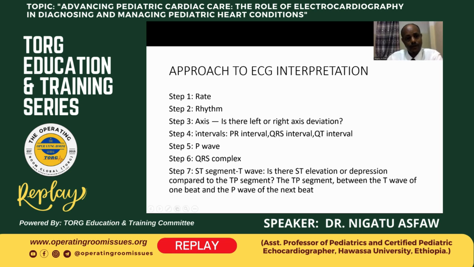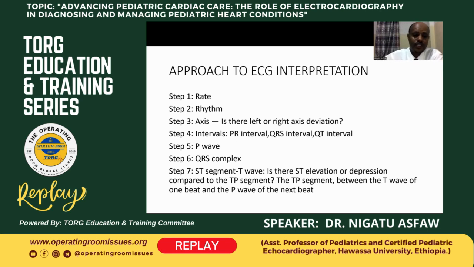And the fourth step is intervals. So we need to see the PR interval. We need to determine whether it is constant or there is variation, whether it is normal or abnormal depending on the age of the patient, as well as the QRS interval and QT interval. It should be standardized for pediatrics. There is a standardization table. I will show that in subsequent slides.